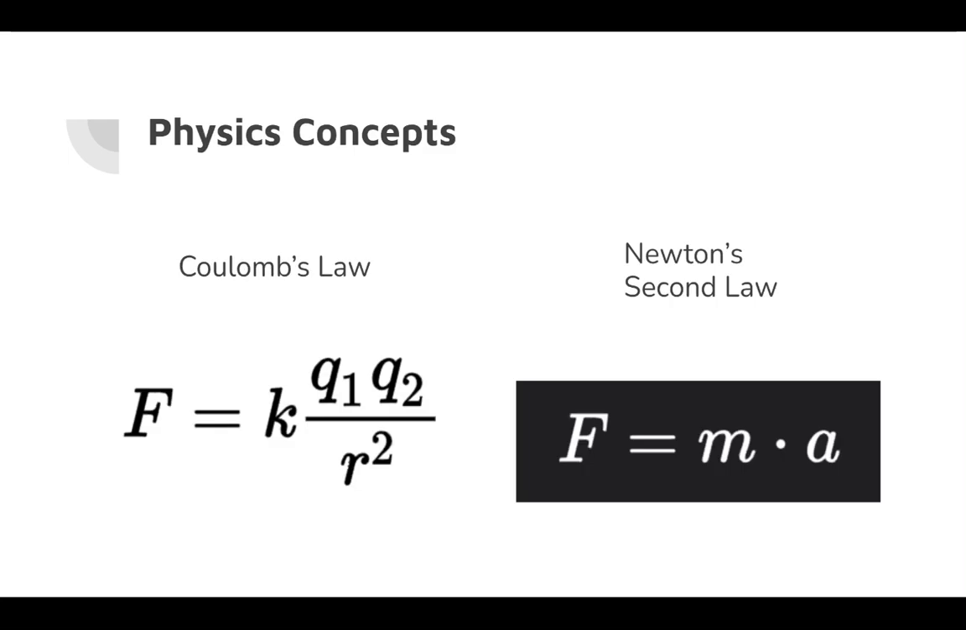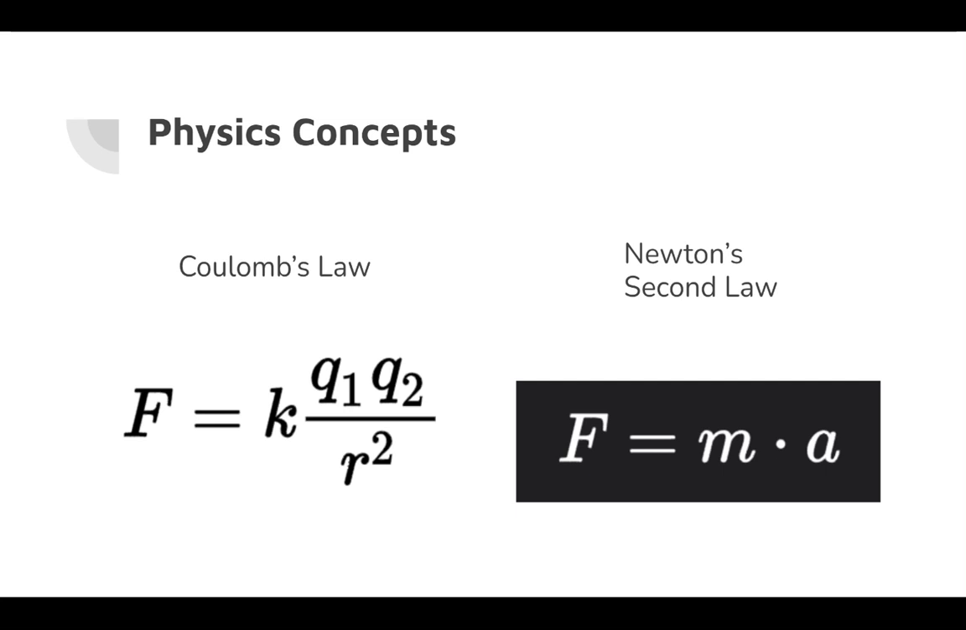So in order to do this lab, we use two physics concepts. Coulomb's law, which is F equals Coulomb's constant times charge 1 times charge 2, all divided by r, the radius squared. This determines the force of an electric field on an object from two different charges.